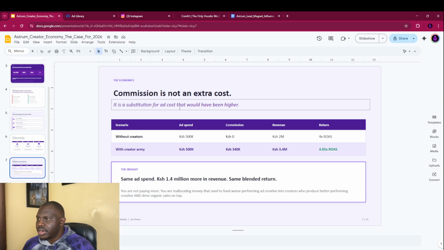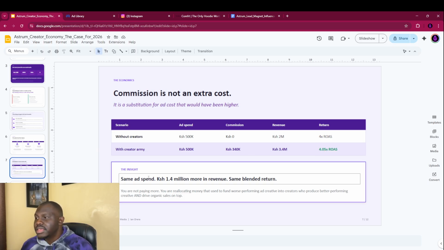It's a substitution for ad costs that would have been higher, right? So, scenario: without creators, you're spending 500,000 in a month. Commission zero, you make revenue of 2M. ROAS is 4 times, right? But with a creator army, you spend 500,000 in a month, your commission is 340K, but you make revenue of 3.4 million. The revenue that you would not have made without the creators. 4.05x. The insight: the same ad spend, 1.4 million more in revenue, same blended return.